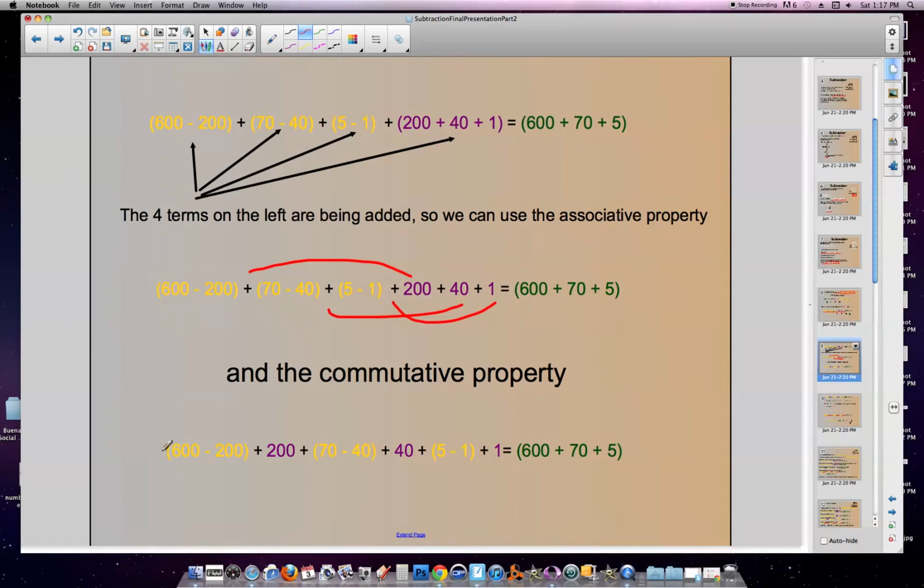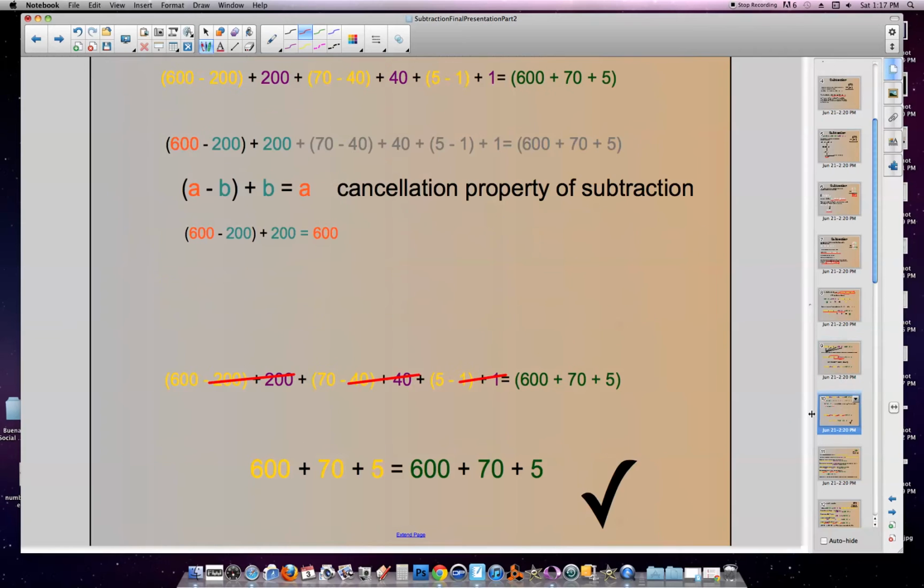And now we have 600 minus 200 plus 200. 70 minus 40 plus 40. And 5 minus 1 plus 1. And hopefully you see another property that's about to get used. The cancellation property, if we remember, says if you've got some number A, and you take away B, and then you add B, well, you're just back to A. Well, here, 600, that could be A. We're taking away 200 and then adding 200. That just cancels itself out. That goes back to 600.